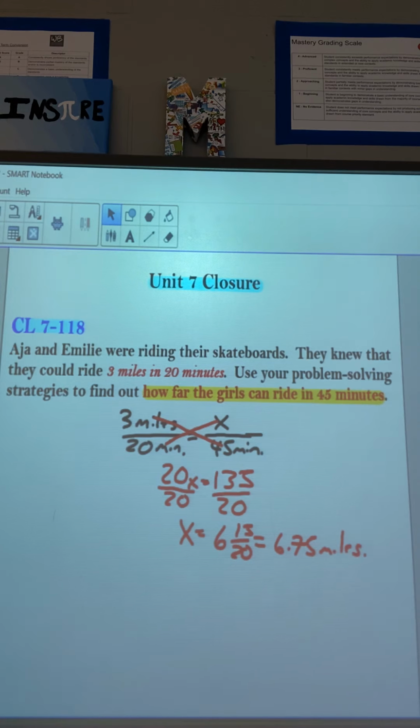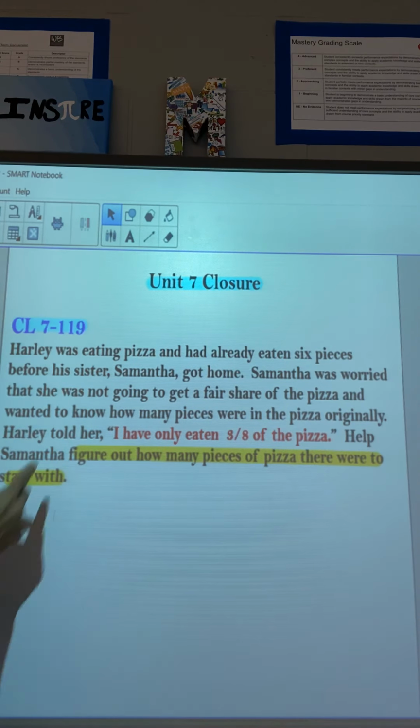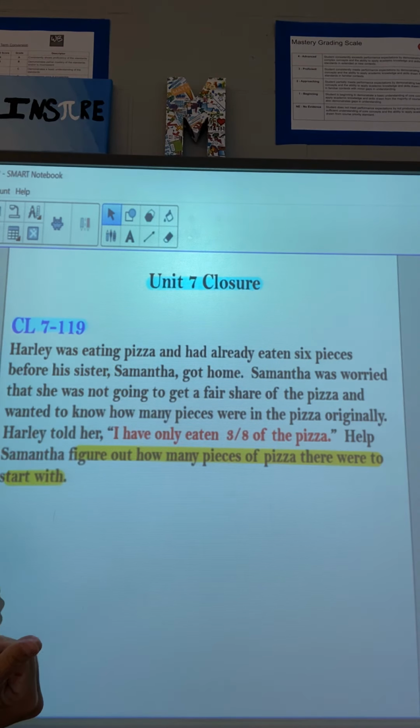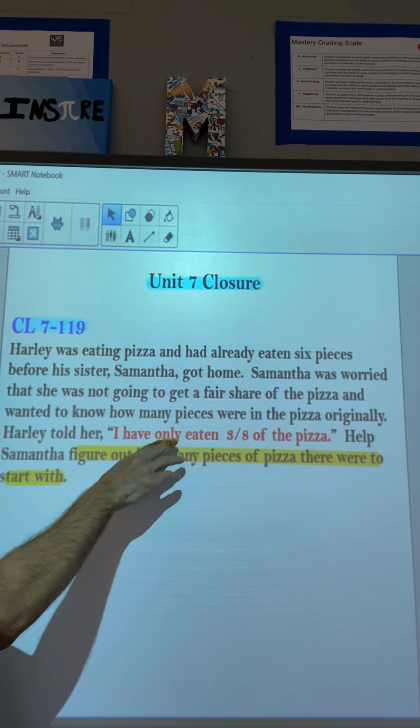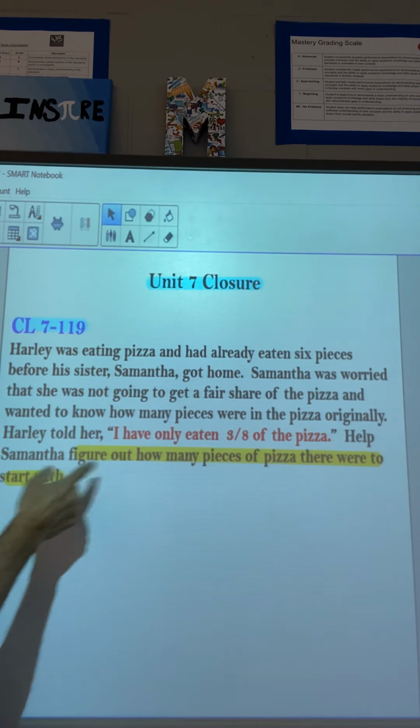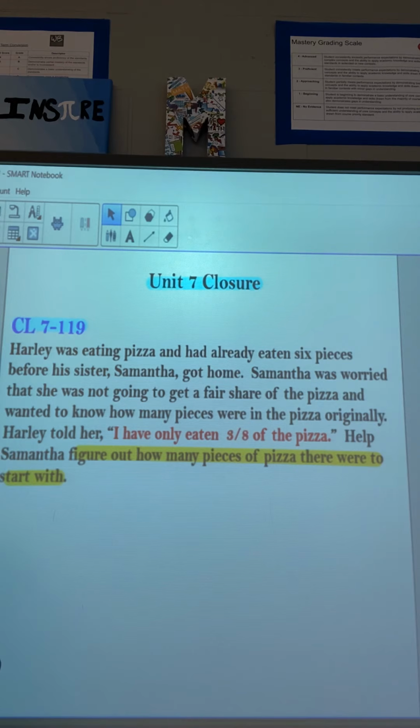Okay, let's move on to the next one. We have Harley who's eating pizza, and he already ate 6 pieces. This is exactly what I would do before his sister Sam got home. Well, Samantha was worried that she was not going to get a fair share of the pizza and wanted to know how many pieces were in the original pizza. So Harley told her, I have only eaten 3/8 of the pizza. So we've got to help Samantha figure out how many pieces there were to start with. This is what we know.